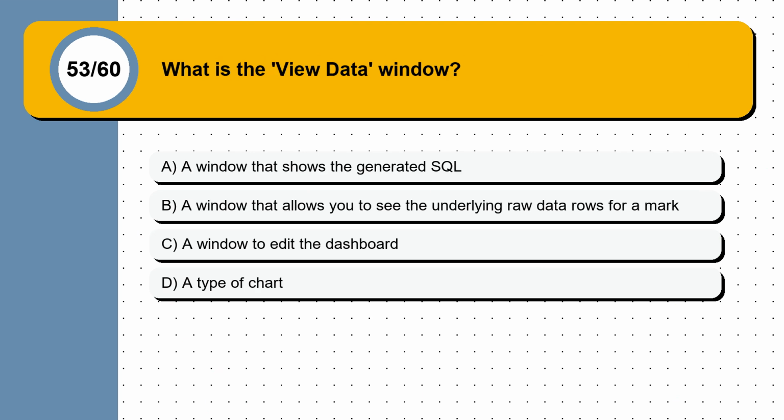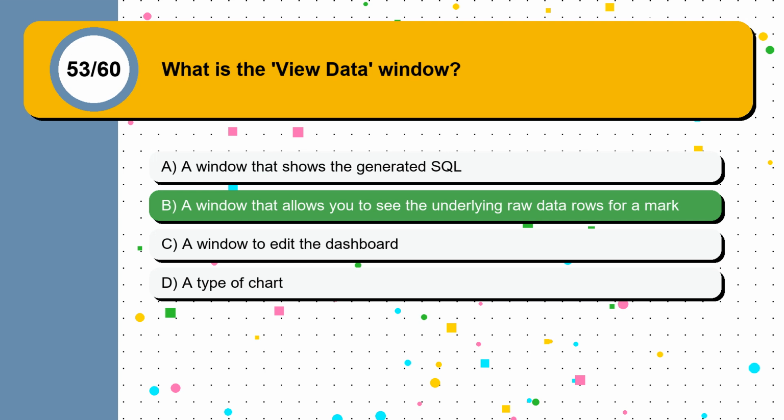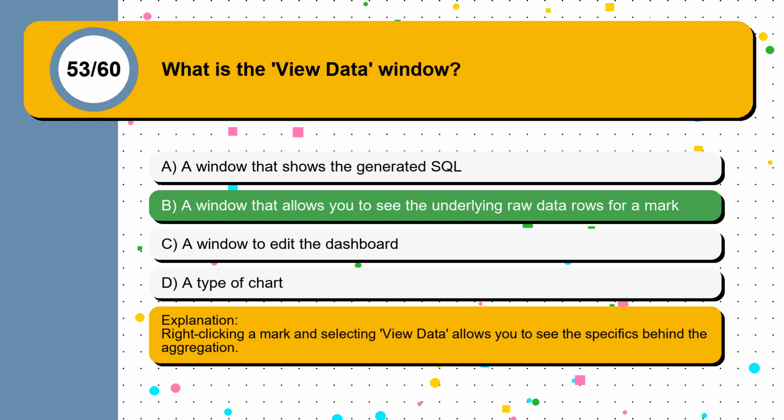Question 53. What is the View Data window? Option A, a window that shows the generated SQL. Option B, a window that allows you to see the underlying raw data rows for a mark. Option C, a window to edit the dashboard. Option D, a type of chart. The correct answer is option B, a window that allows you to see the underlying raw data rows for a mark. Right-clicking a mark and selecting View Data allows you to see the specifics behind the aggregation.